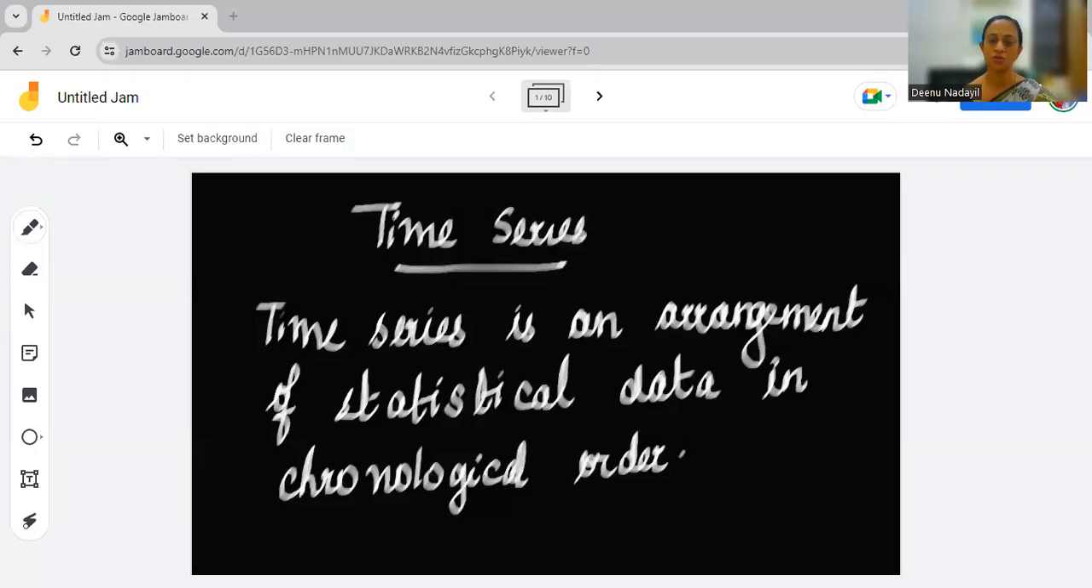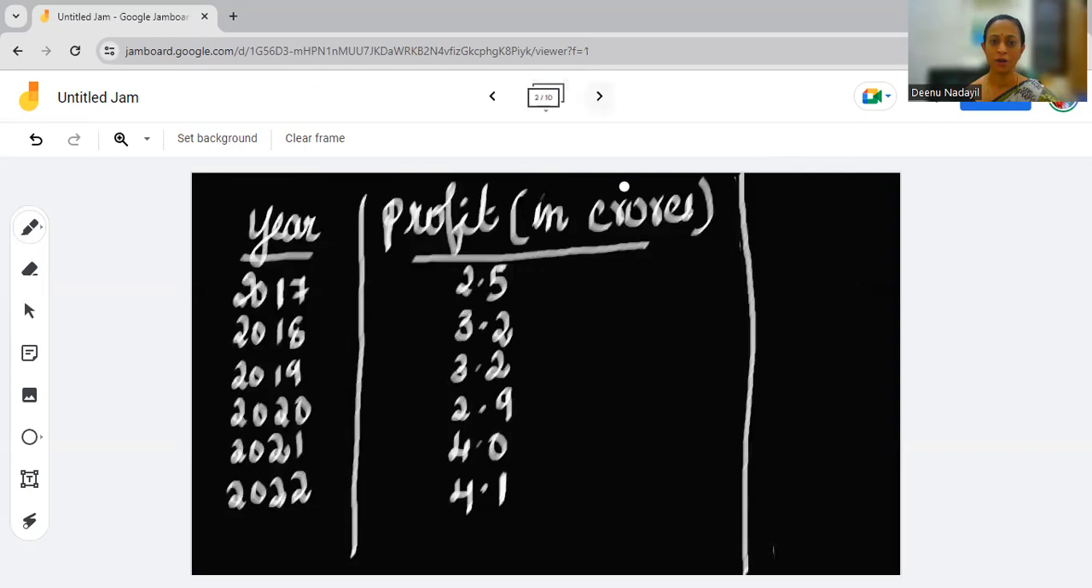Welcome students. So we will be dealing with time series and its different components. Okay. So what do you mean by time series? Time series is an arrangement of statistical data in some chronological order. Okay. So now coming to different components.